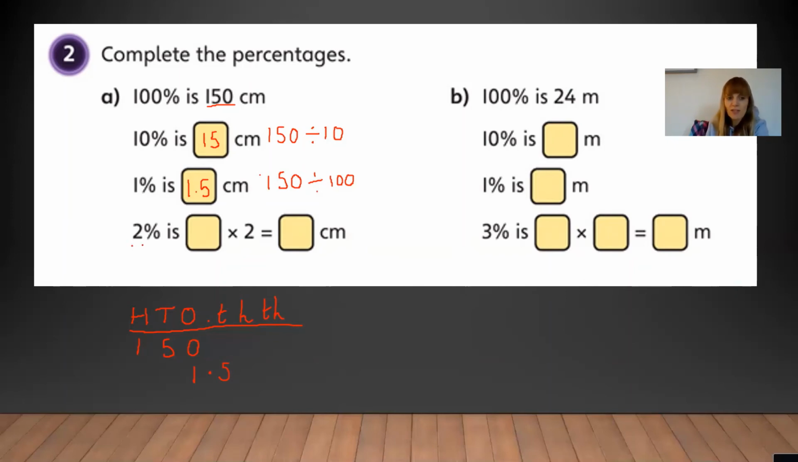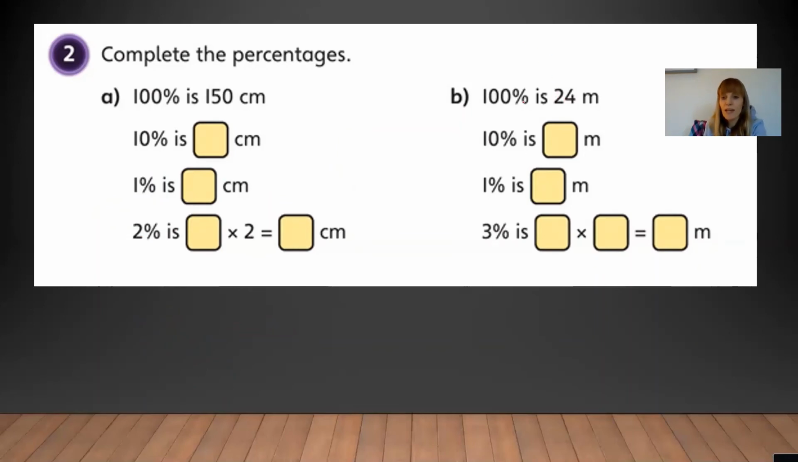Now this next part is saying 2%. How are we going to do that? Well, we're going to use our knowledge of 1% to help us here. So I'm going to think, right, what is the relationship between 1 and 2? Well, to get from 1 to 2, I need to times by 2. So I've got to multiply my answer by 2 to calculate 2%. So it says here 2% is, from my 1% of 1.5, times by 2, which would give me an answer of 3 centimetres.